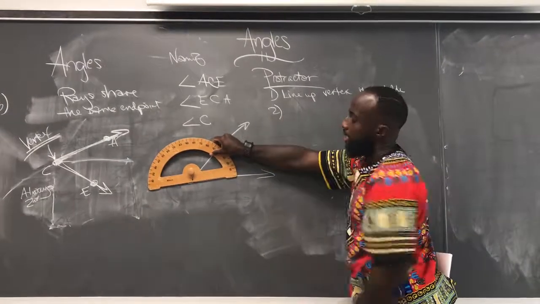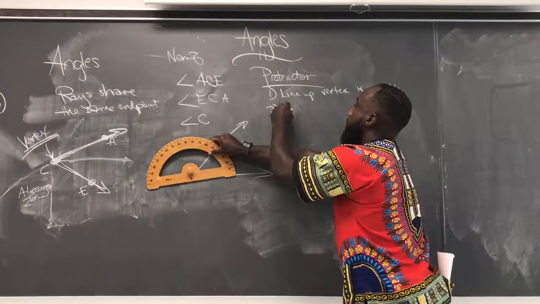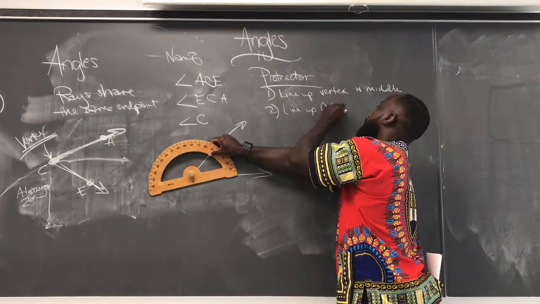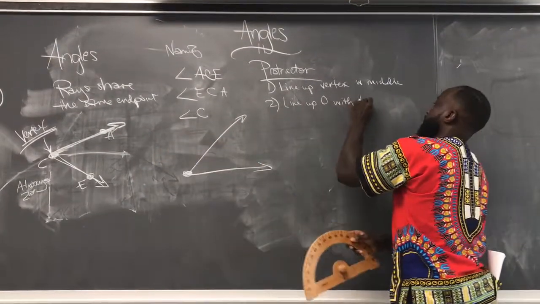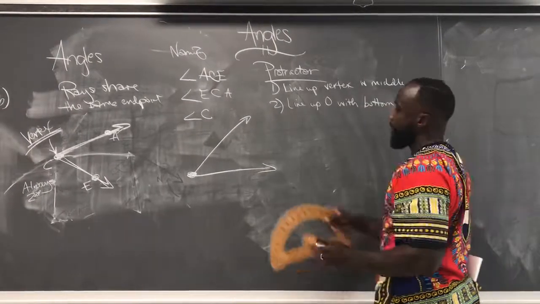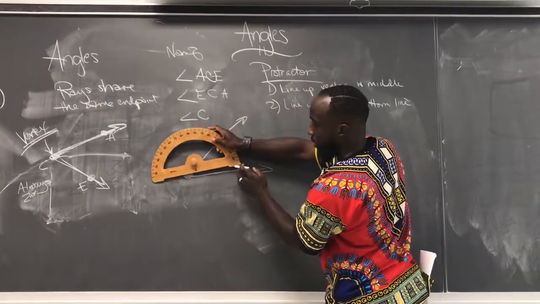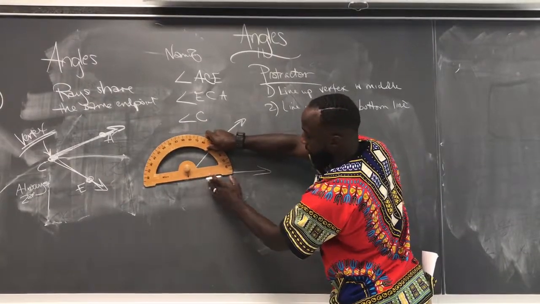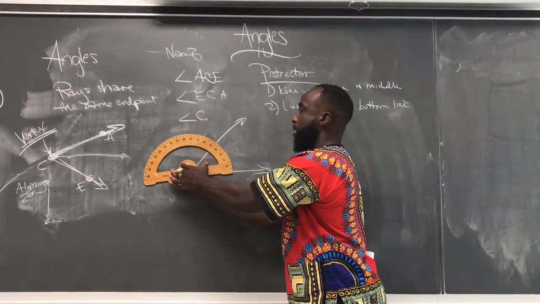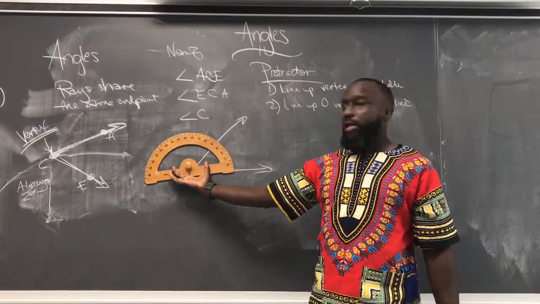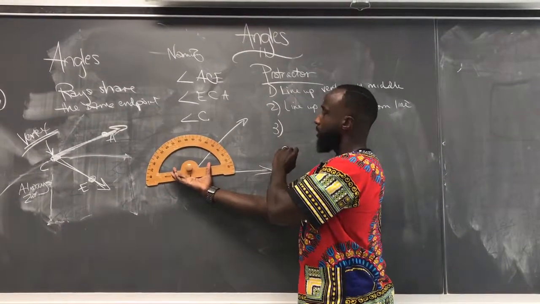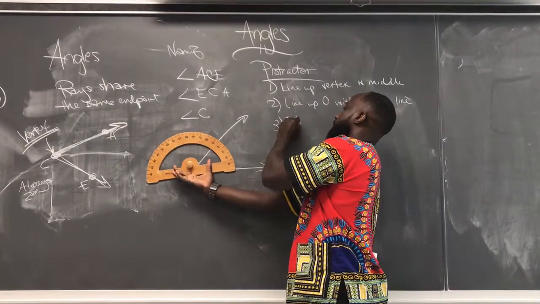Then the next thing you want to do is you want to line up zero with the bottom line of the angle, right? With the bottom line. So you got 0 here, and the bottom line here. All right? So you got that lined up. And then finally, what you want to do is you want to find the second line.